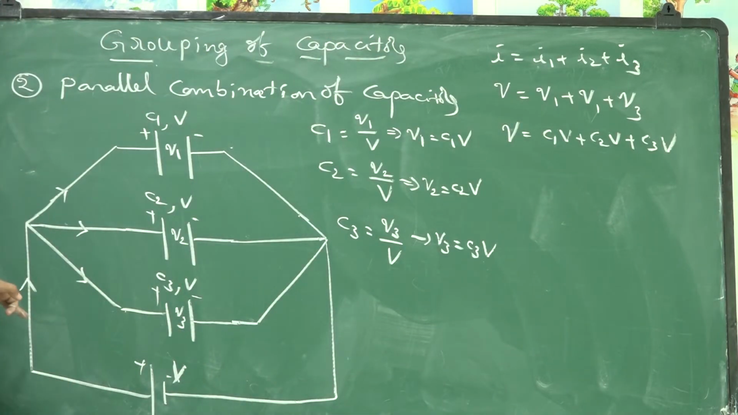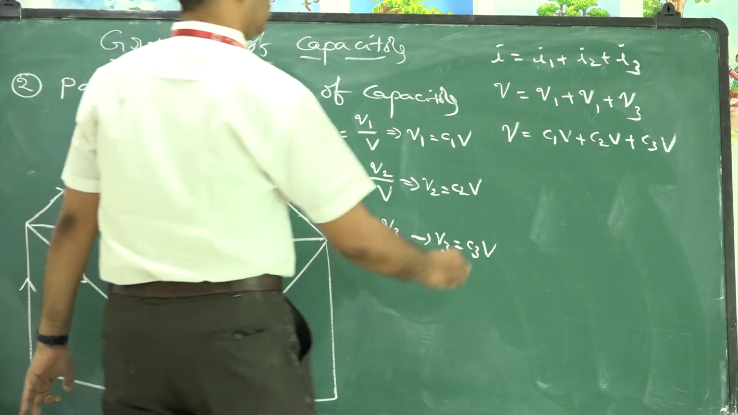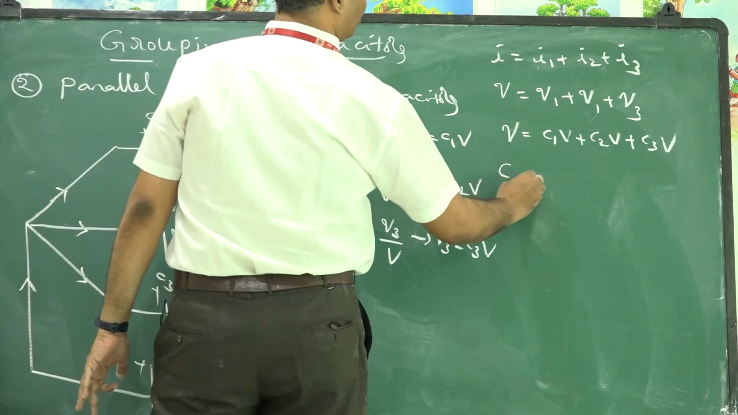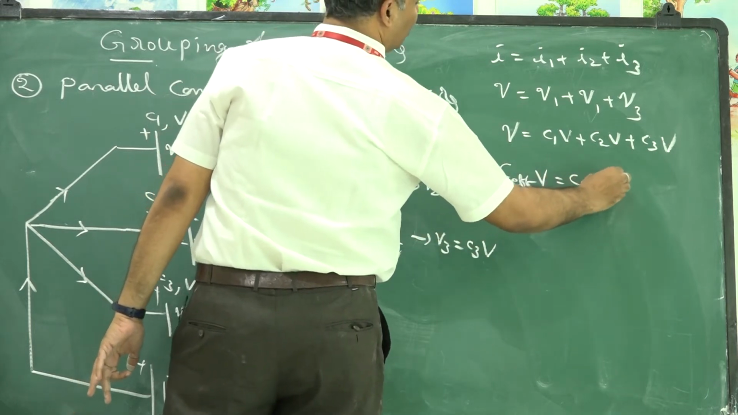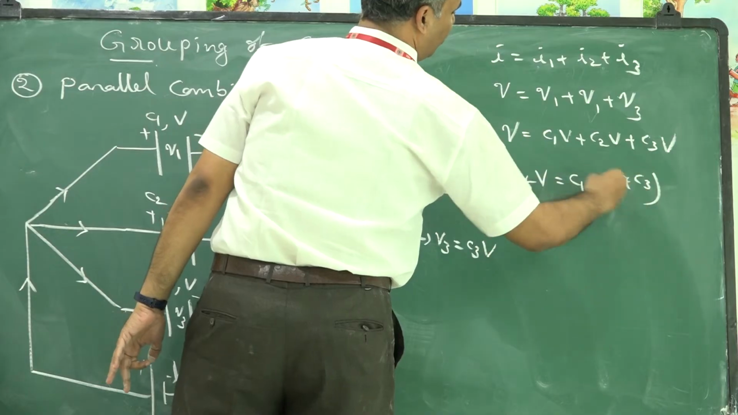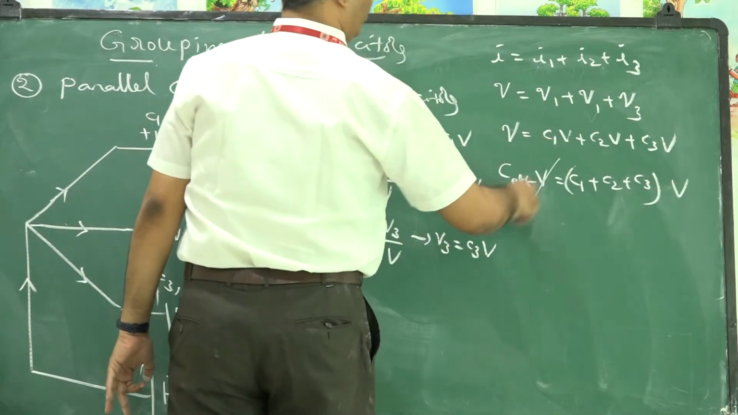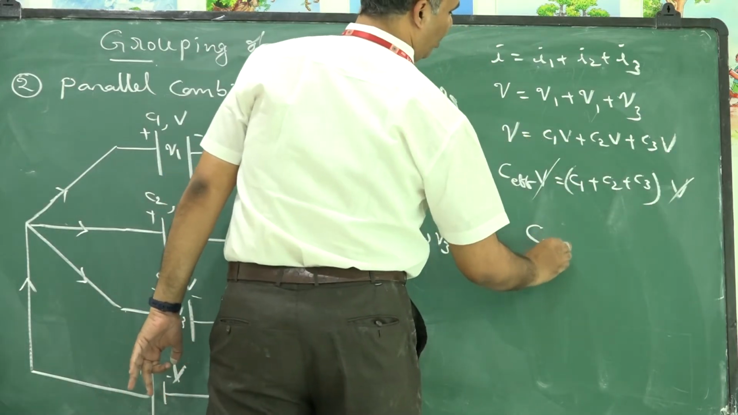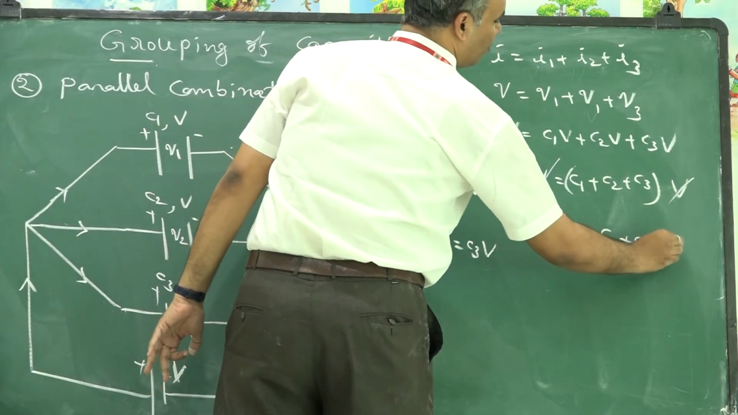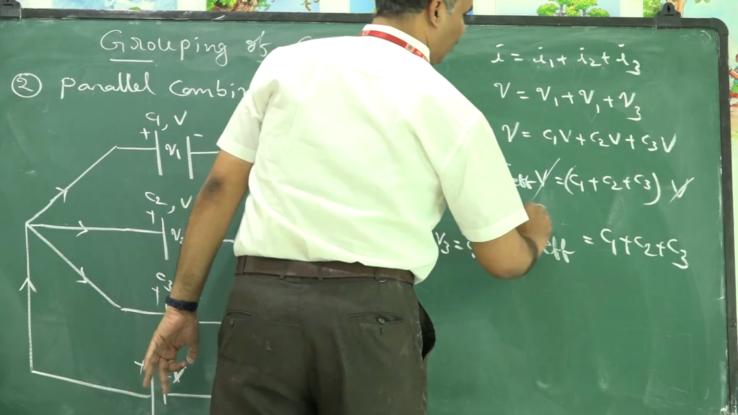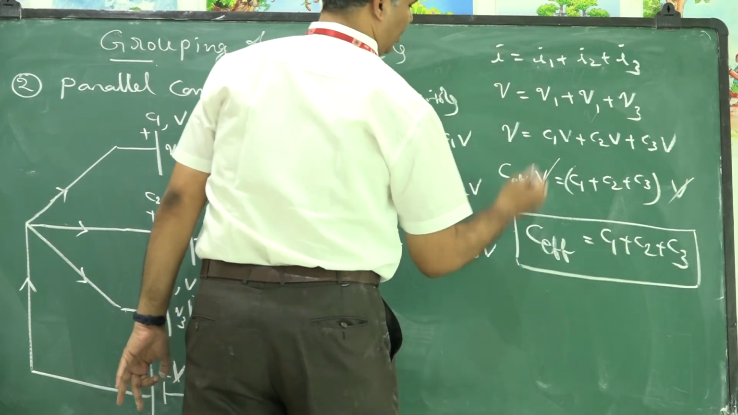What is Q? The total charge that is entering into the combination of capacitors. It can be written as effective capacitance into the potential applied. So C1 plus C2 plus C3 into V. So V gets cancelled. Effective capacitance in parallel combination of capacitors is given by C1 plus C2 plus C3.